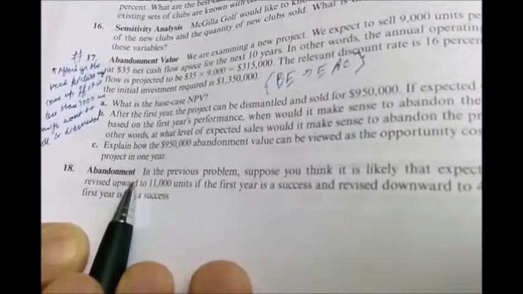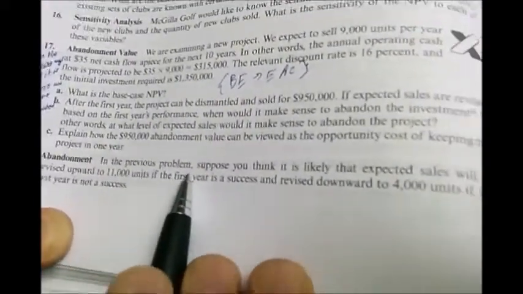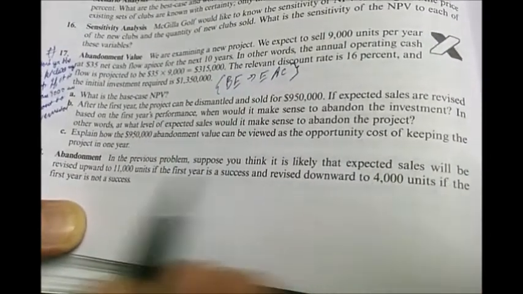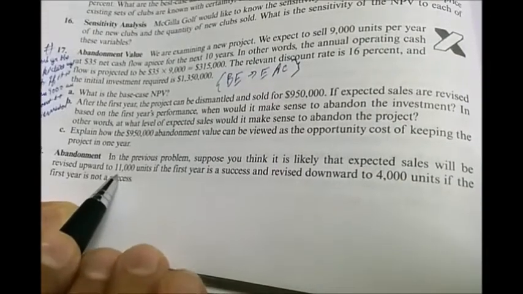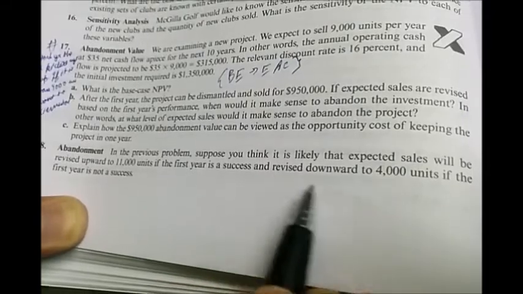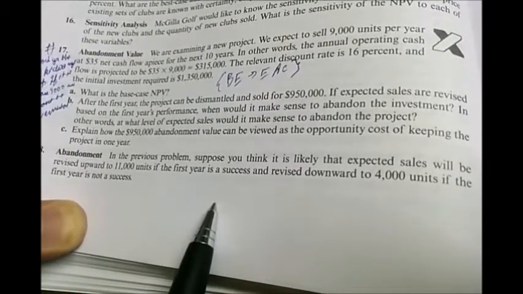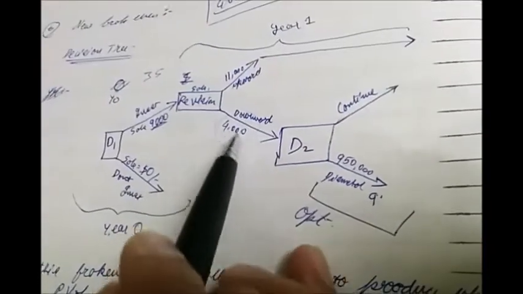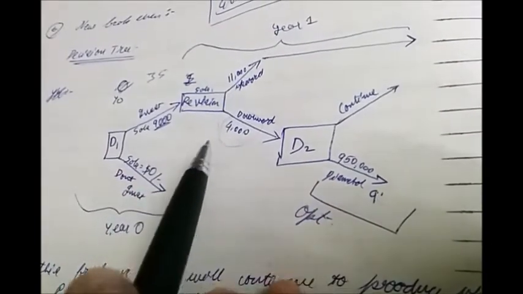Now coming on to this abandonment. If in the previous problem, suppose you think it is likely that expected sales will be revised upward to 11,000 units if the first year is successful, and to 4,000 units if it was unsuccessful. Okay, this is a condition given. So this is what I have drawn, that after revision you might get an upward success and downward failure. So 11,000 and 4,000.